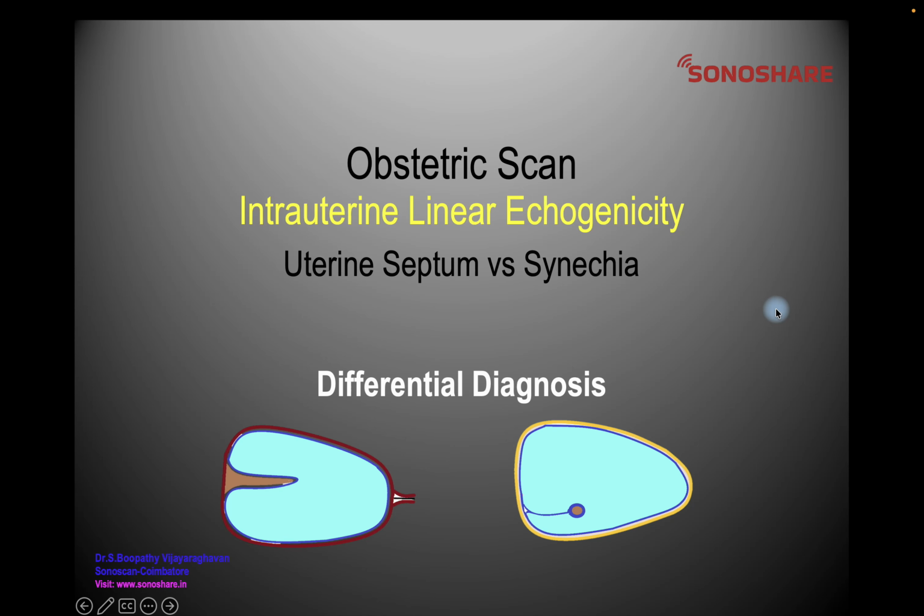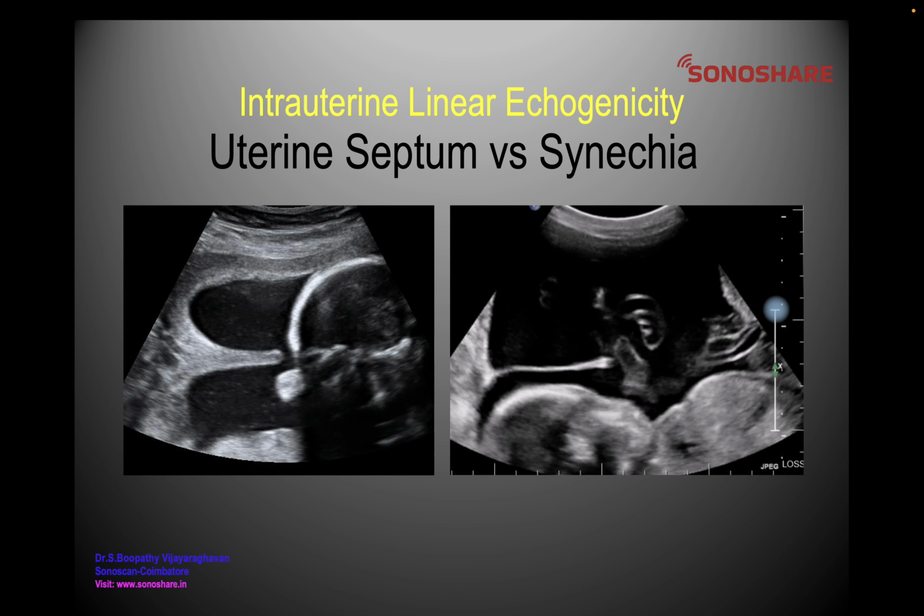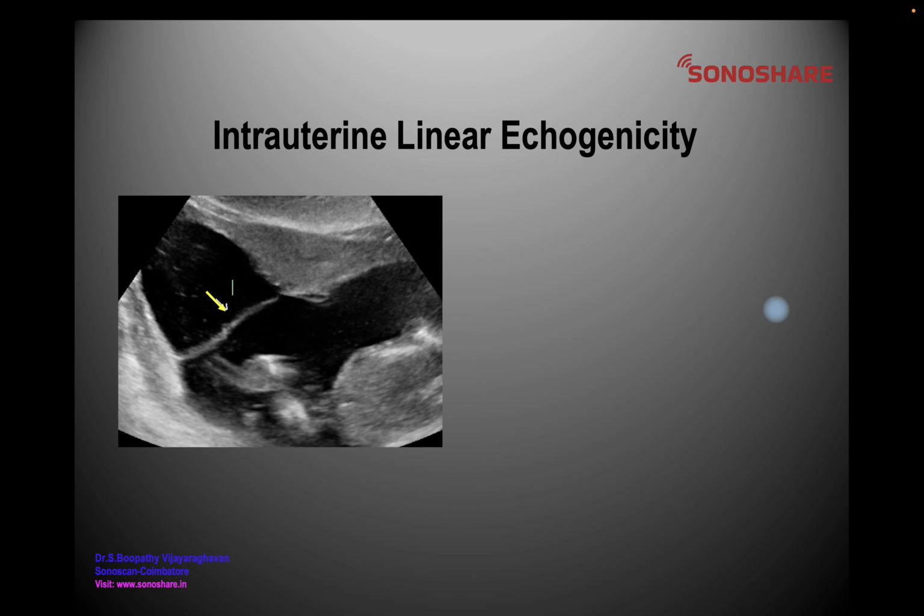Hello everyone. This lecture is on the topic of intrauterine linear echogenicity seen on an obstetric scan, the differential diagnosis of the conditions, and essentially differential diagnosis of uterine septum versus synechia. So on the left you see a uterine septum, on the right you see synechia. So they have a similar picture on ultrasound. So how to differentiate them?